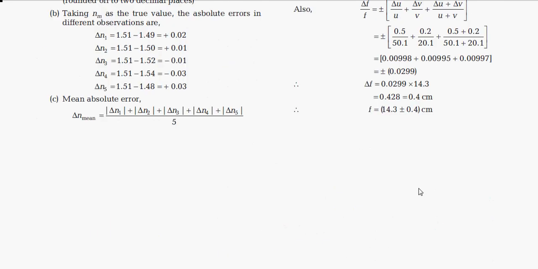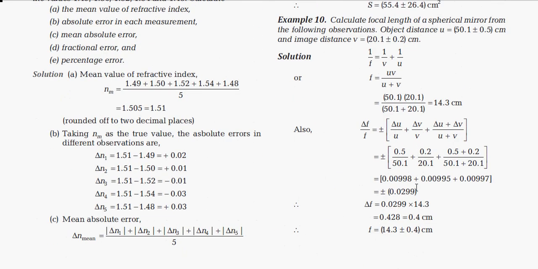Okay, so let's see the 10th problem now. Calculate the focal length of a spherical mirror from the following observation. Here the object distance u is given as 50.1 plus minus 0.5, and the image distance v is 20.1 plus minus 0.2. Use the formula. We have to first of all remember the formula, 1 upon f equals 1 upon v plus 1 upon u. Since it is a mirror, it will be plus. If it is a lens, then it will be minus, right? Somehow you find the f, so f will be the exact value.